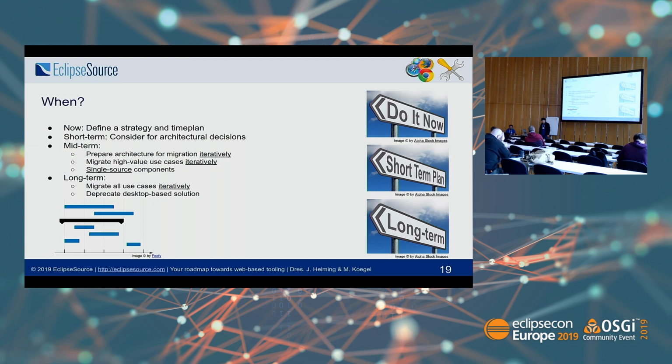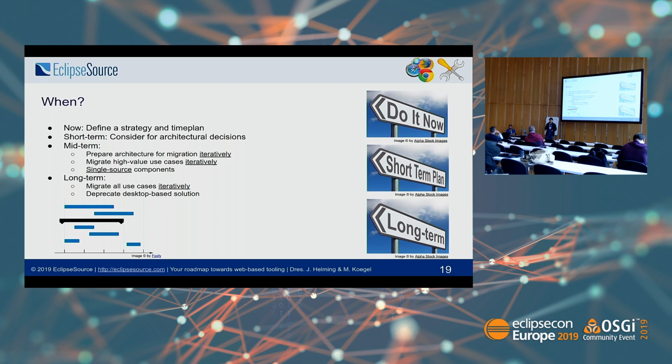And as Jonas mentioned earlier, it also helps when you start with high-value use cases, so you don't wait for feature parity. You iteratively add high-value use cases that have a value per se, like a review, for example. And finally, you want to end up with single sourcing as many components as possible, because this is not a short process, this is a long-running process. And if you don't single source a component, you just add burden to your development team.